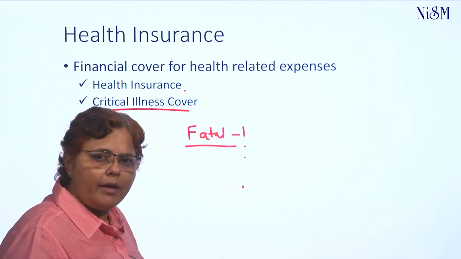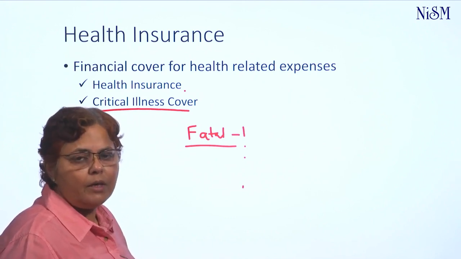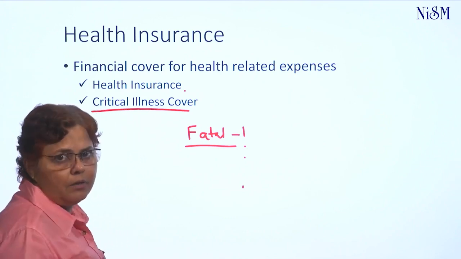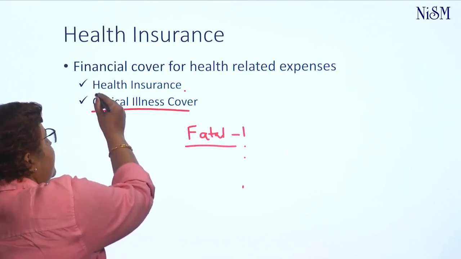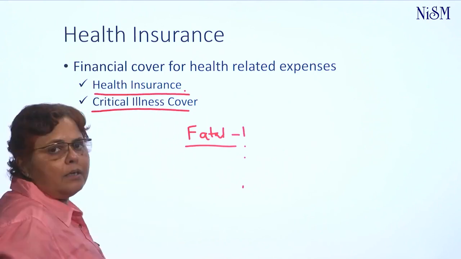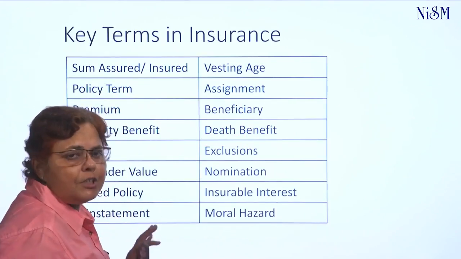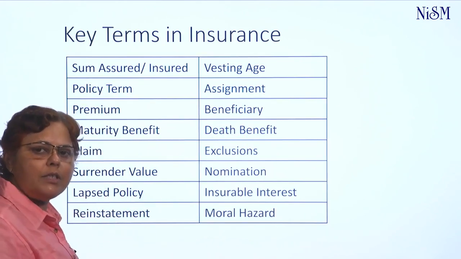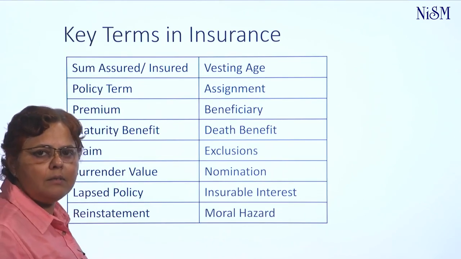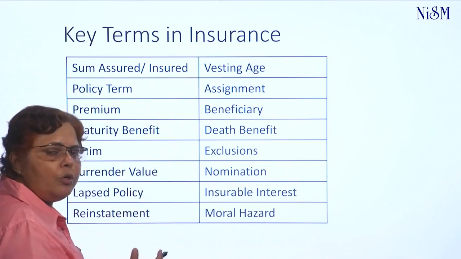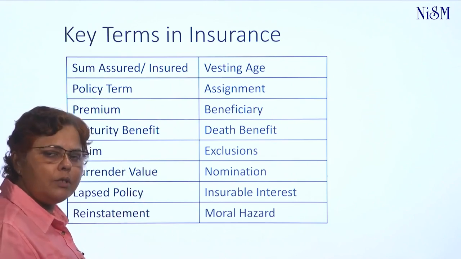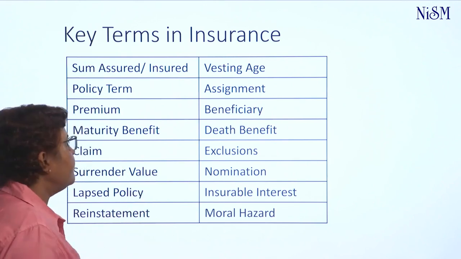Earlier people were not taking it, but now it has become a very common thing to have a critical illness cover. So that is about the health insurance and the critical illness cover. Let us understand certain terms. We have already used these terms in earlier slides, but now let us go through different terms which are normally used in the area of insurance products.